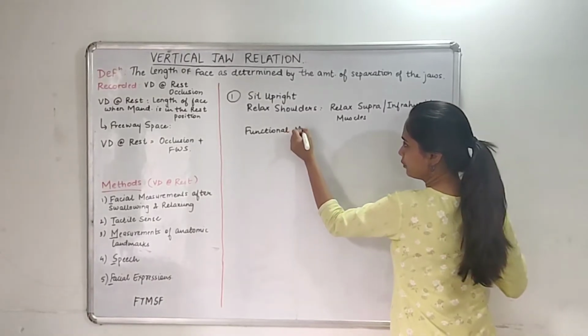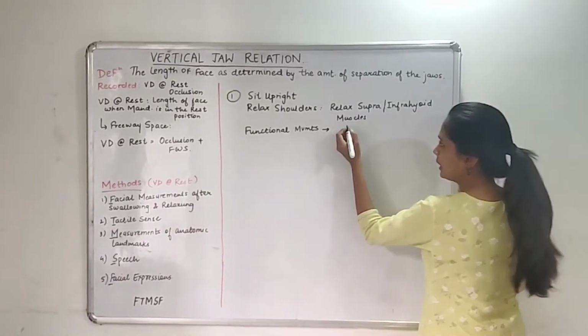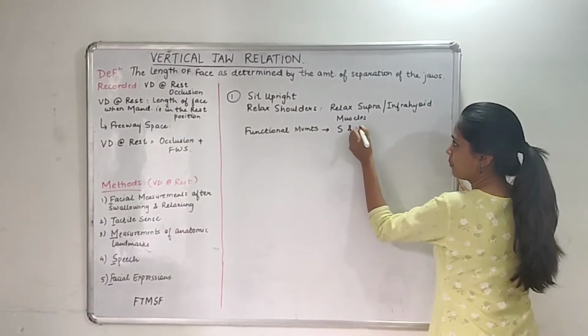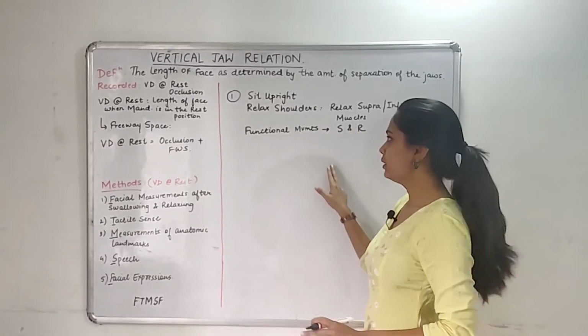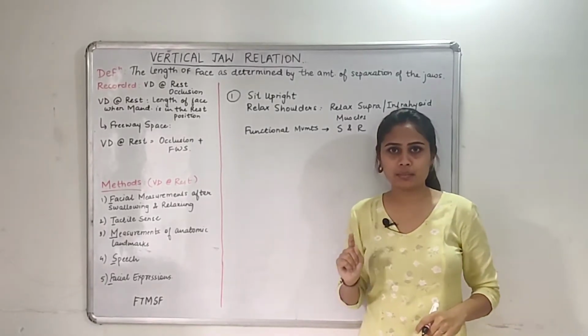So functional movements, as the name suggests, are swallowing and relaxing. I'm just writing S and R. After this is done, you will see that the patient has relaxed, and here 2 points are marked.